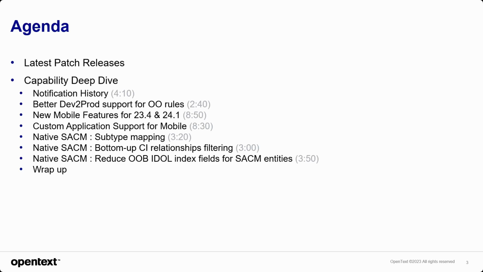And then we've got 3 topics all related to native SACM, so subtype mapping, filtering for the CI relationships, and reducing the index field for SACM entities. Some quick updates around them, and it's all by the wonderful technical success team that put these all together. So big thanks to them. And then we'll wrap up and talk about what we've got coming up in future sessions.